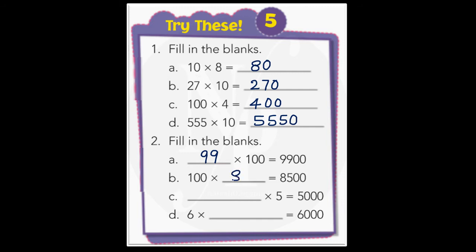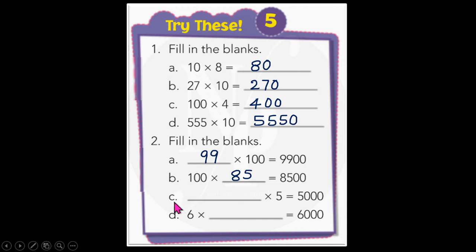Here we have 85, so 85 into 100, because we are multiplying this number by 100, so we write these two zeros as it is to the right of this number, and when you multiply 85 by 1, you get 85. Therefore 8,500 can be obtained by multiplying 100 by 85.